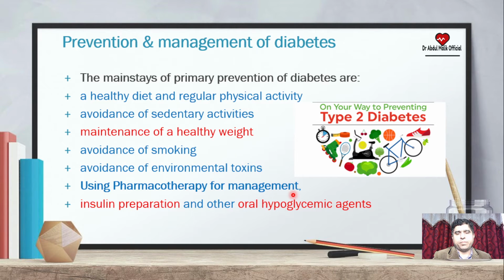Using pharmacotherapy for management, insulin preparations should be given in type 1 diabetes or in some cases of type 2 diabetes, and other oral hypoglycemic agents, including metformin, glibenclamide, and some other available drugs, can be given to type 2 diabetes patients only.